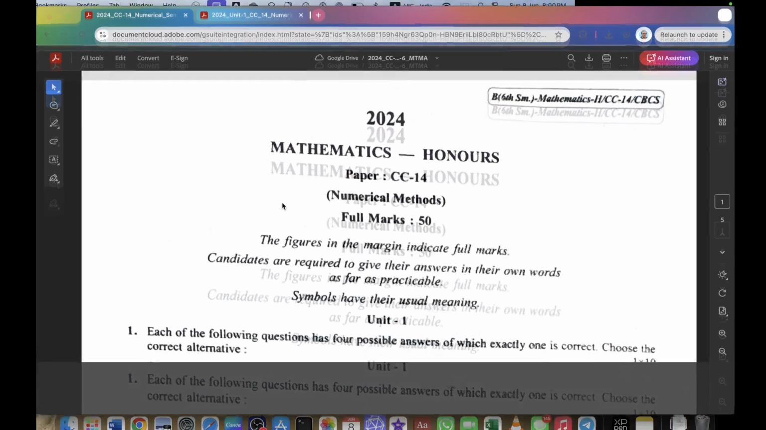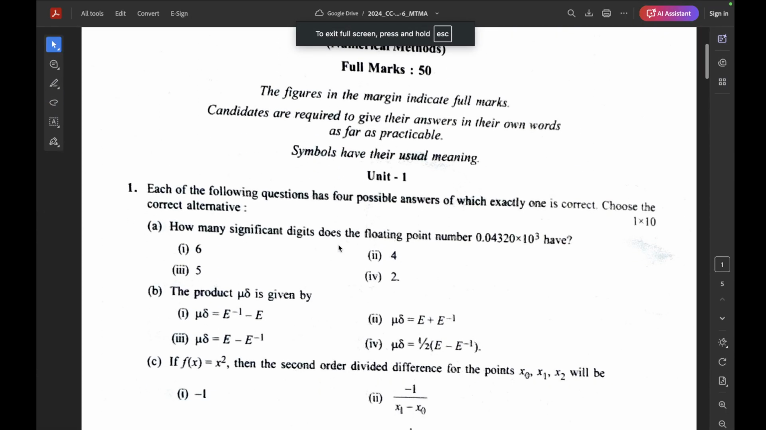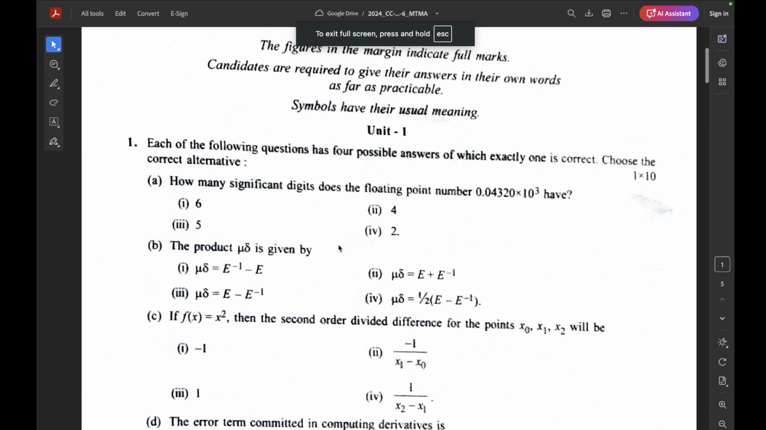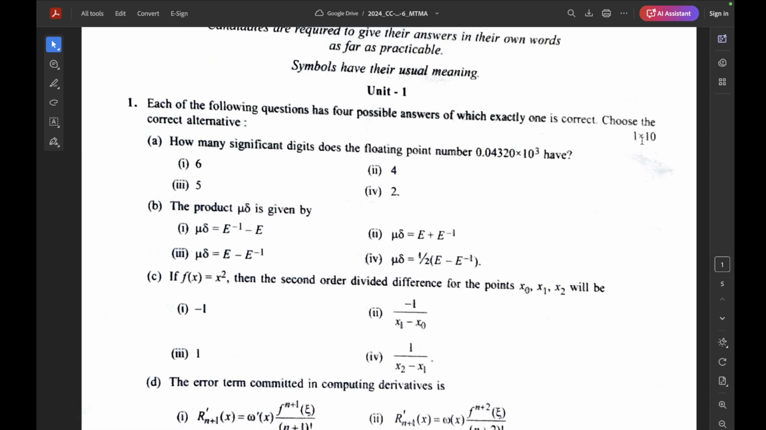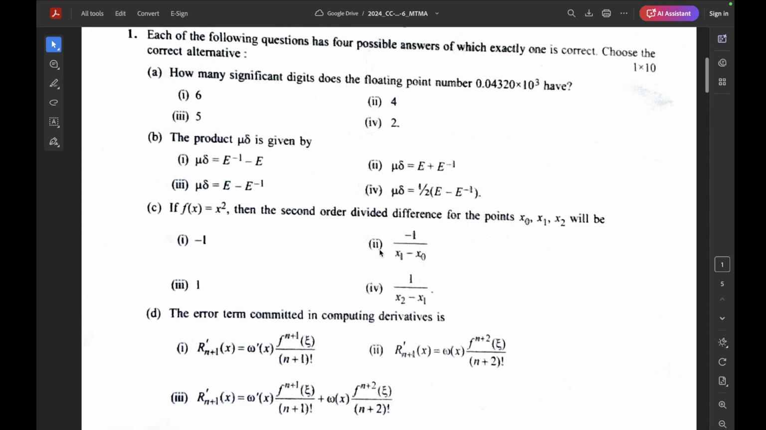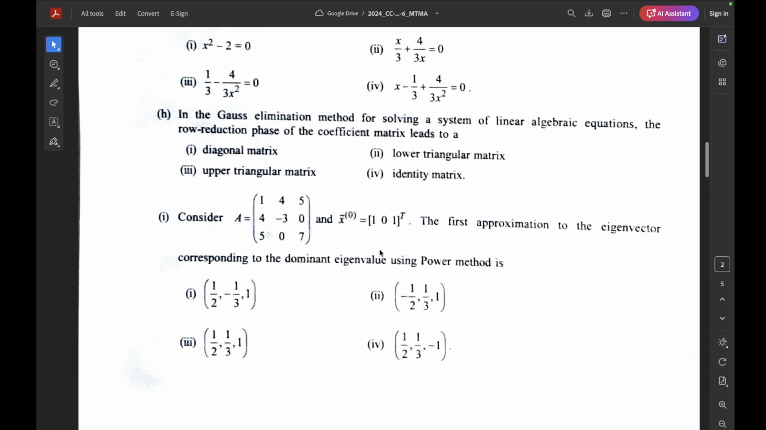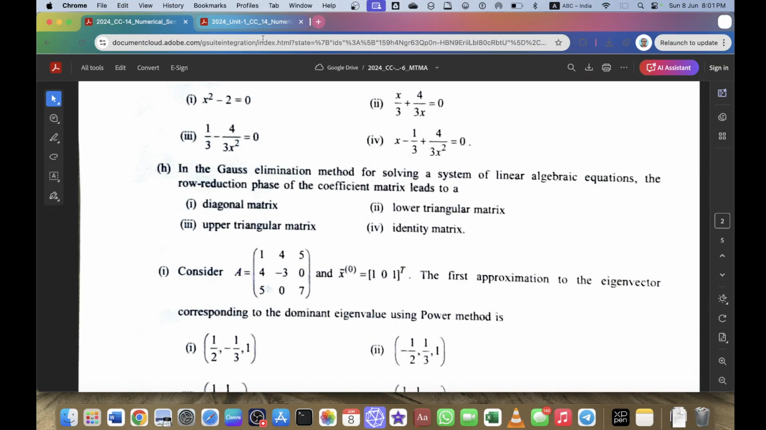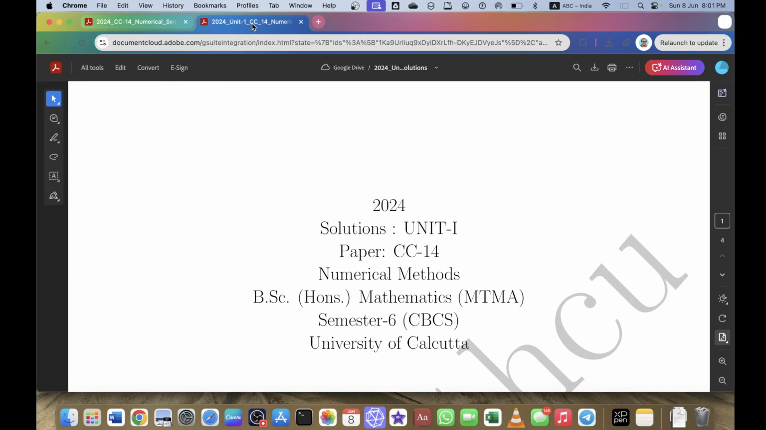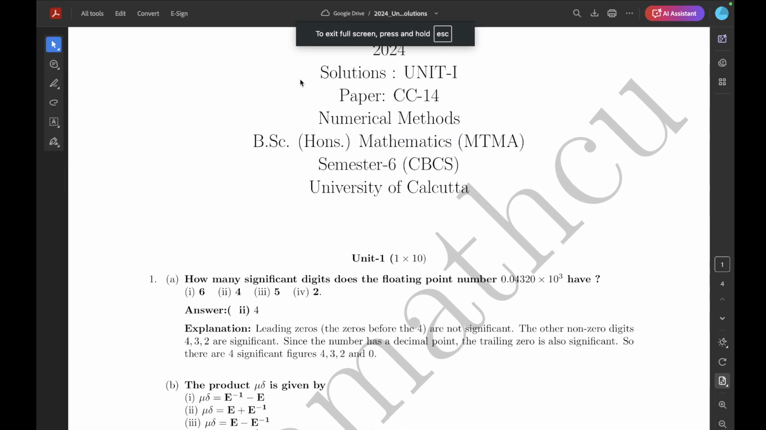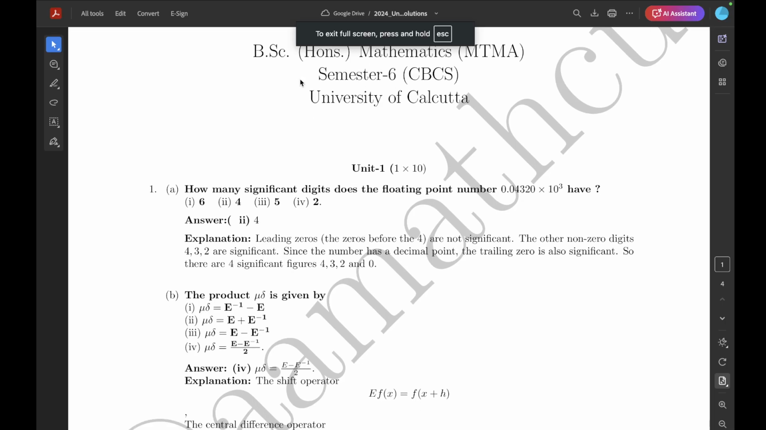The question paper 2024, Unit-1, questions 1 to 10 marks, A to J. Here is the solution of this question paper for Unit-1.